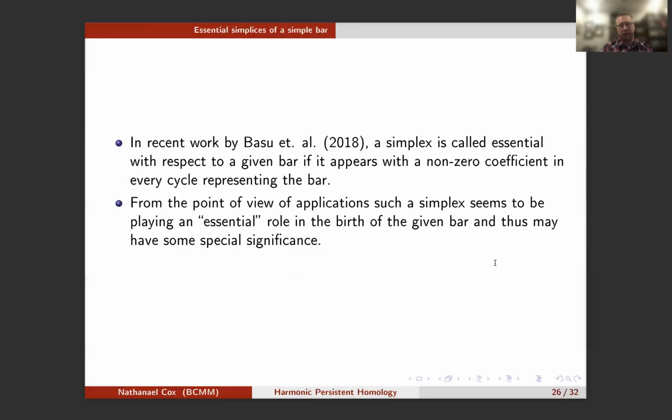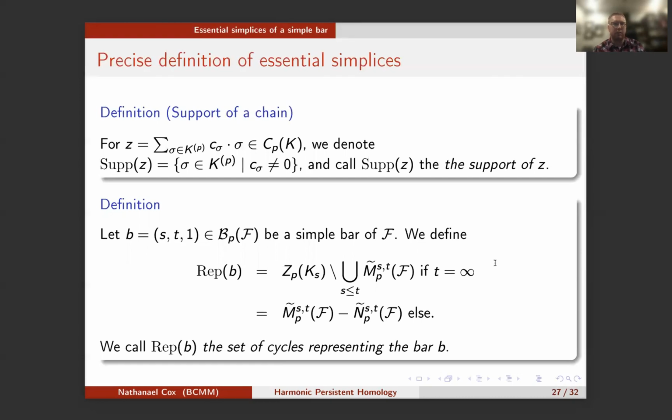All right, and so now we're going to transition to talking about essential simplices. So in recent work by Basu et al., a simplex is called essential with respect to a given bar if it appears with a non-zero coefficient in every cycle representing the bar. And from applications, such a simplex plays an essential role, or seems to play an essential role, in the birth of a bar, and potentially has some special significance. So we're going to move on to formally defining essential simplices.